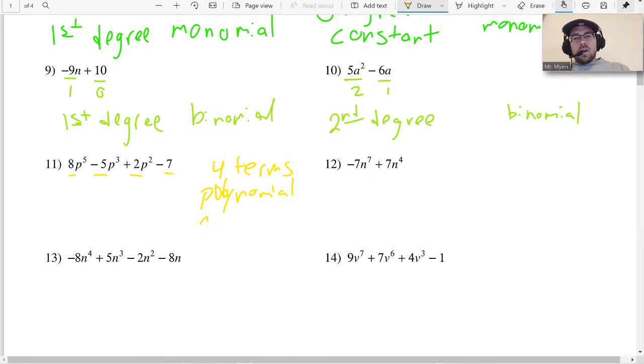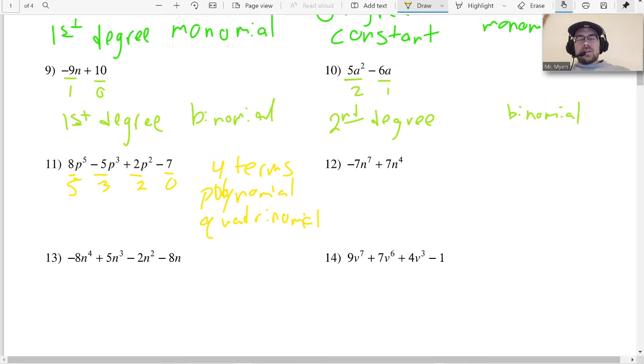But I would call it a quadrinomial. That would be the fancy word for it, the quadrinomial. Okay, because it's got 4 terms. And then what's the degree here? So that's a 5, 3, 2, and a 0. They don't have to be in order, but they usually are.